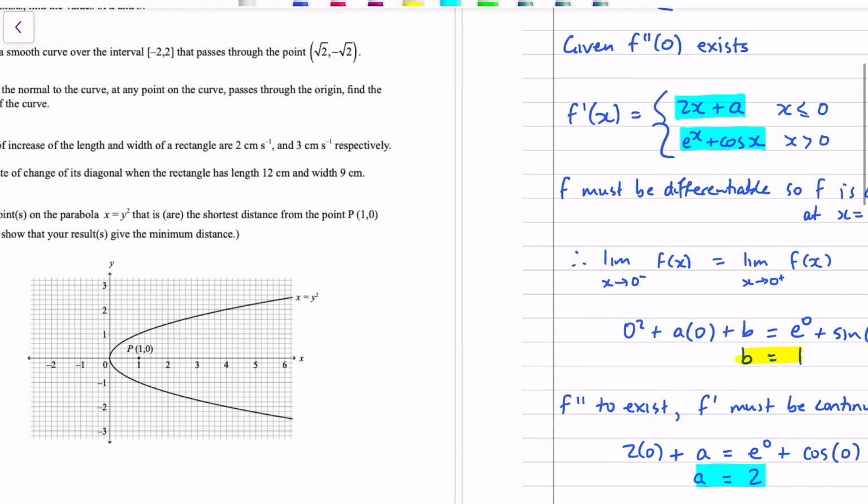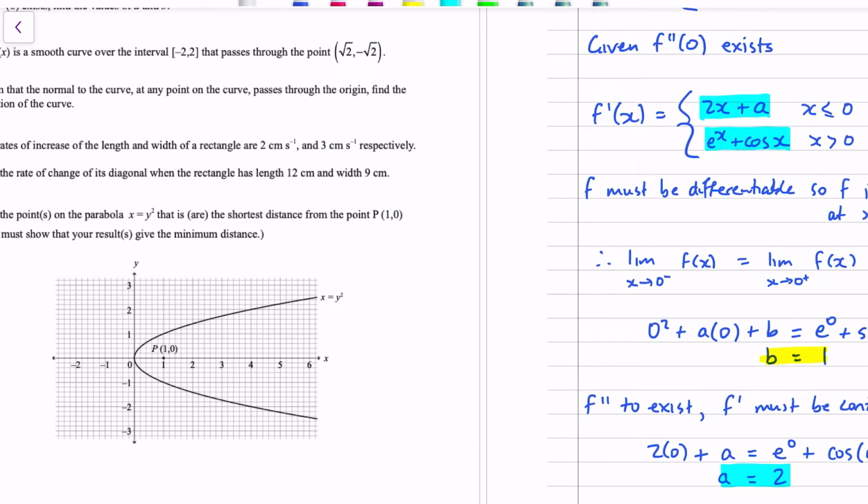But if you put b equals 1 and a equals 2, it seems to me, according to the schedule, that you got full marks for it.